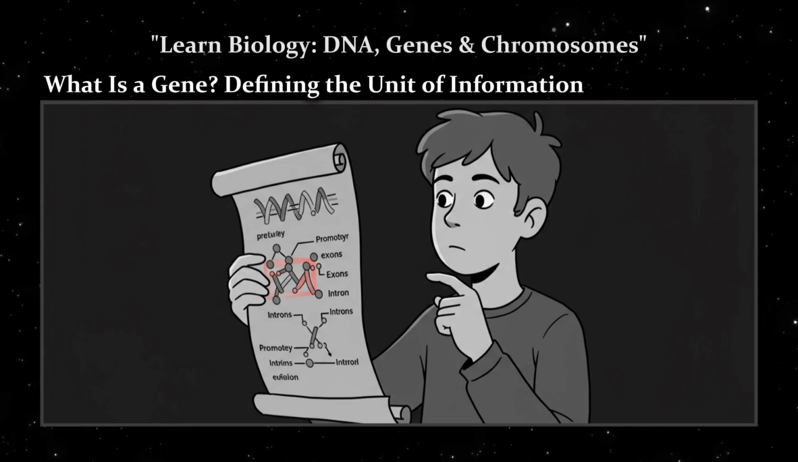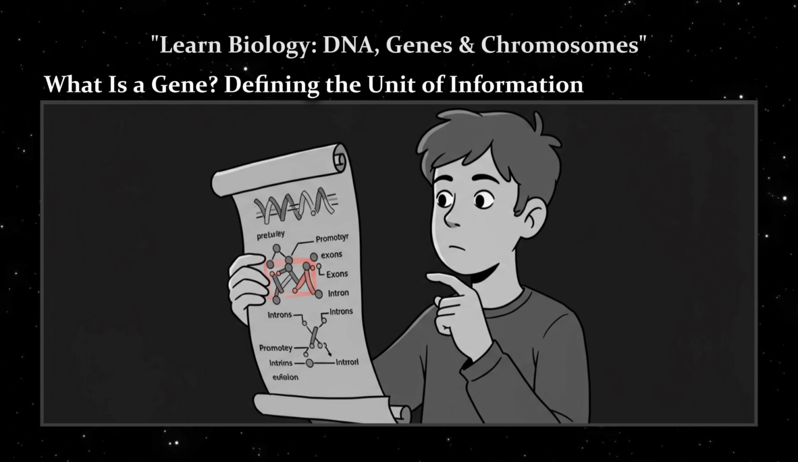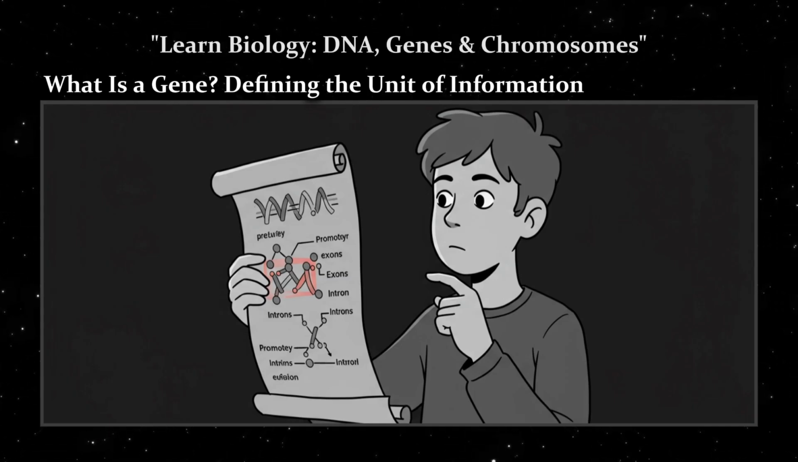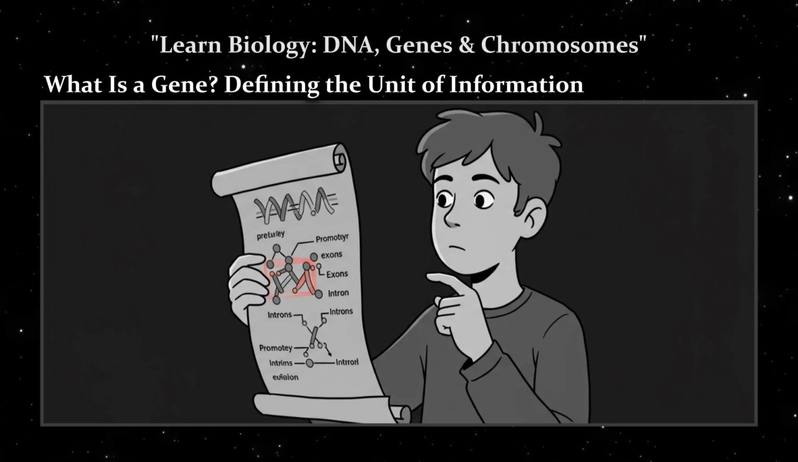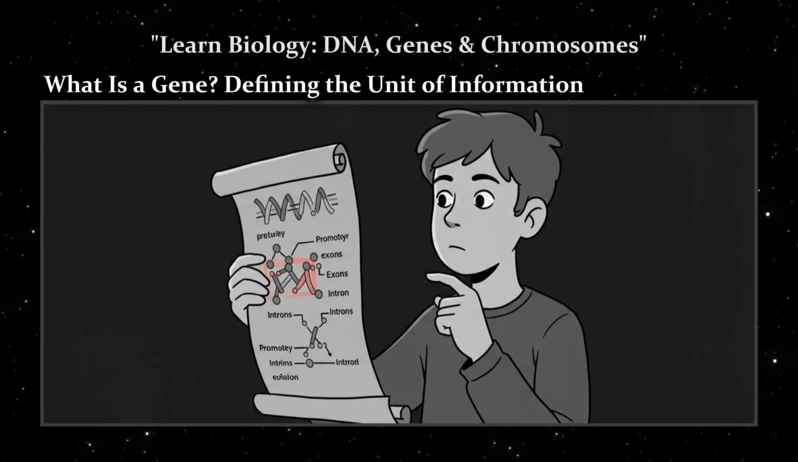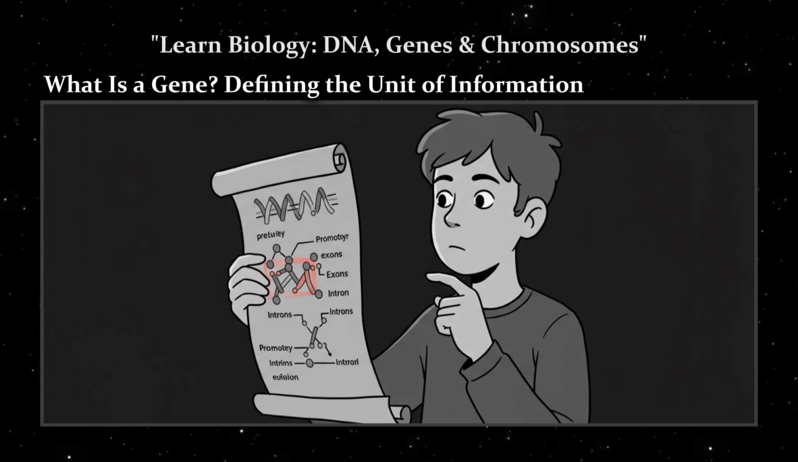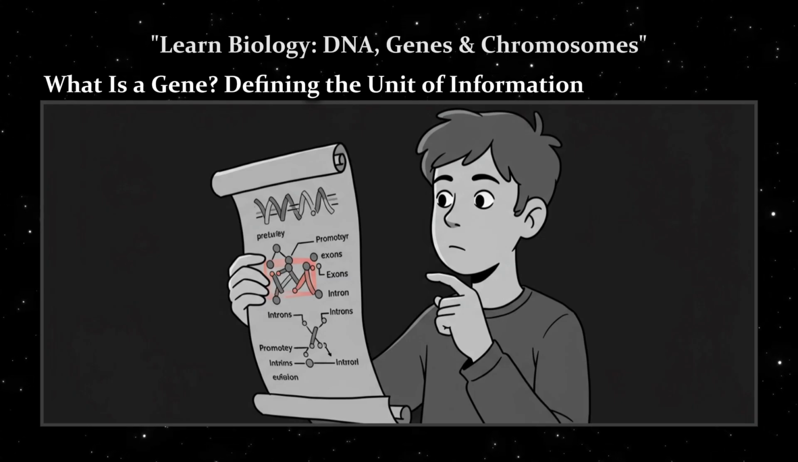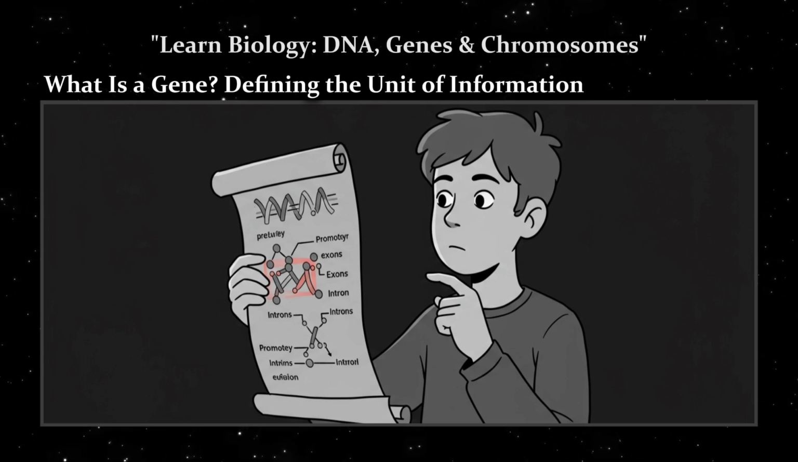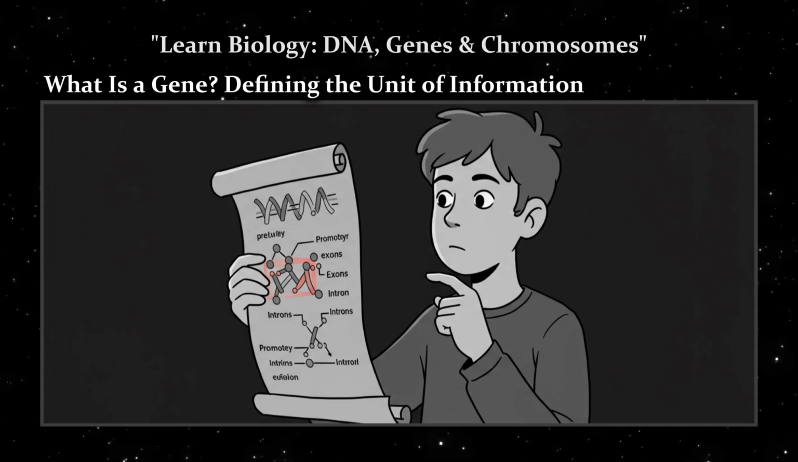Finally, we have the terminator sequence. This stop signal at the end of the gene tells the RNA polymerase to fall off. Like the promoter, it is not part of the final protein product, but it is an essential instruction that defines the end of the gene. So, a truly complete structural definition of a gene is this. A gene is the entire DNA sequence required to produce a single functional product. This includes not only the coding sequences that are translated, the exons, but also the non-coding sequences that are transcribed, the introns, and the regulatory sequences that control its transcription, such as the promoter and terminator.